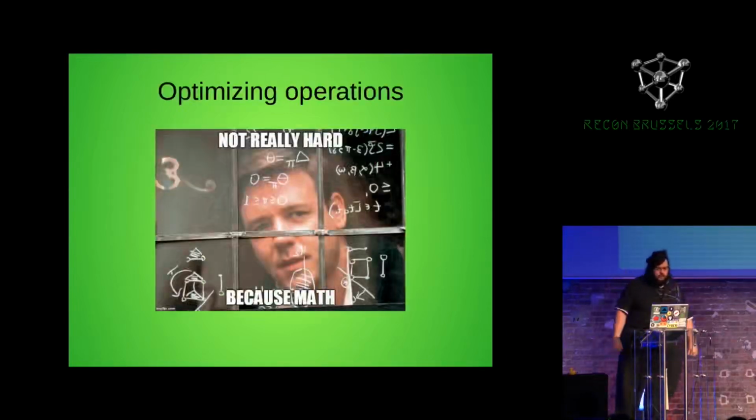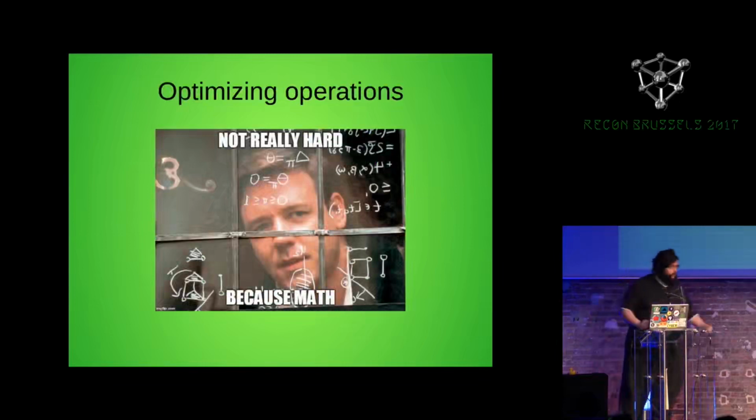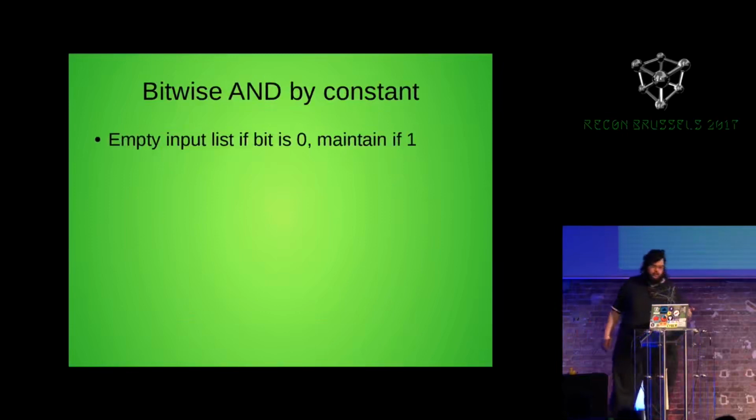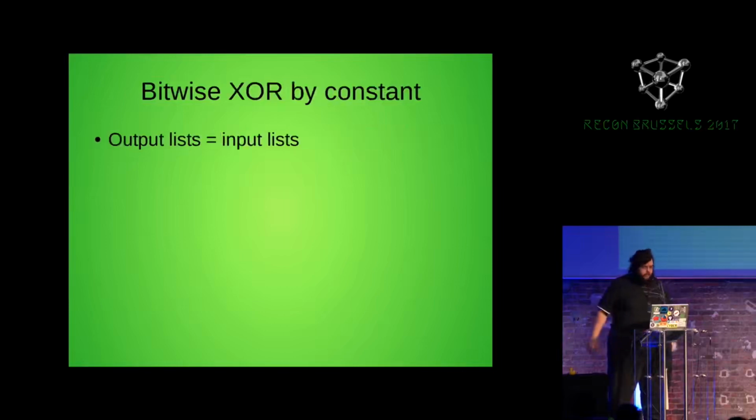So let's see if we can optimize everything. I mean, this so far is a bit confusing, but now it's hopefully going to be easier. So bitwise, if we do a bitwise AND by a constant, it's really simple. We clear all the input lists where the bit is 0, because we know that this bit is going to be 0 always. With a bitwise OR it's still the same. We will clear the bits where the bits are 1. Bitwise XOR, we just copy the lists, ignoring the constant.